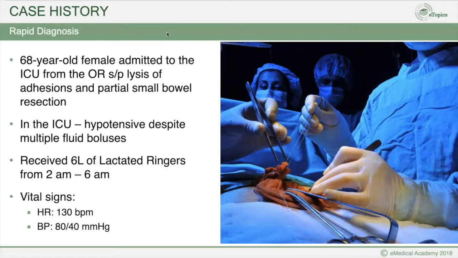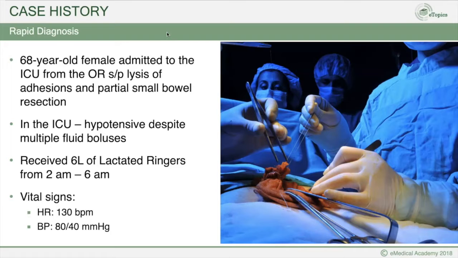obstruction. After surgery, she was admitted to the ICU overnight, and she was still hypotensive and received a fair amount of fluids, about 6 liters of crystalloids, from 2 a.m. until 6 a.m. in the morning when I came to see her. In the morning, she was still hypotensive and tachycardic, despite all this large amount of fluids, and this was unusual.